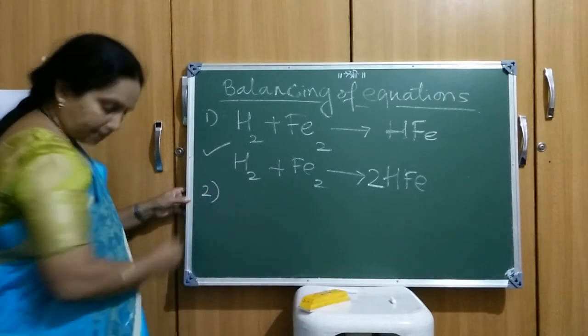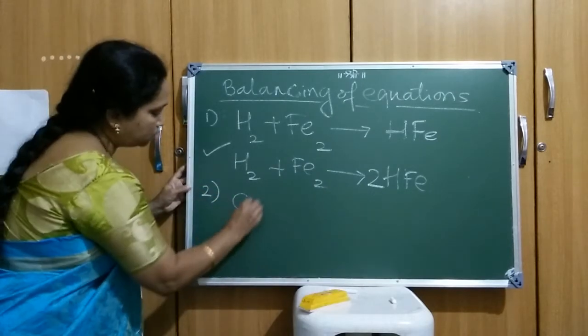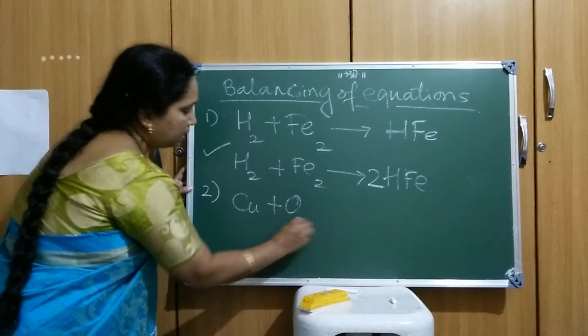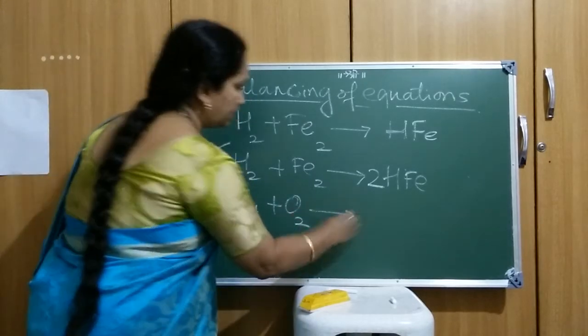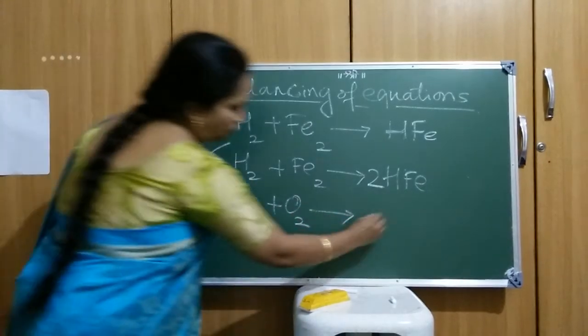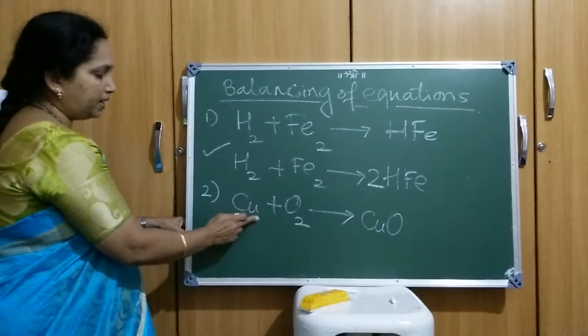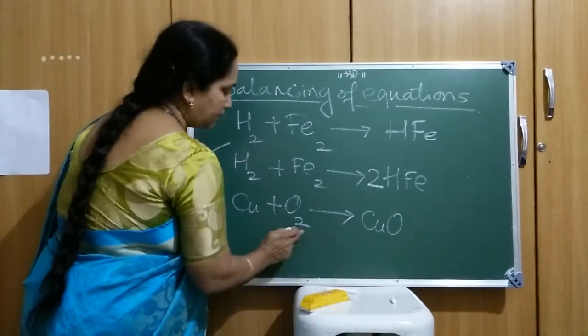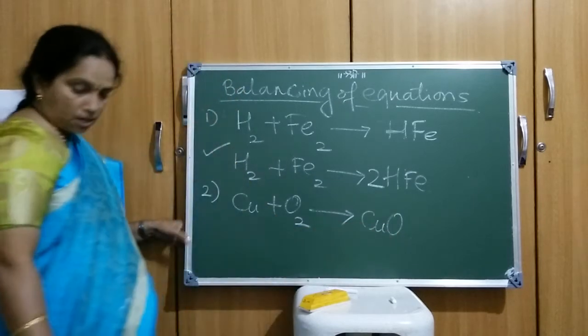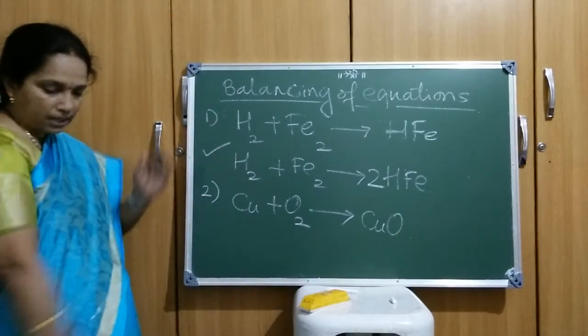The second equation. Copper reacting with the oxygen, and it's going to form copper oxide. See, copper is there, oxygen is there, that is a diatomic, and it is going to form a copper oxide. Then how to balance this one?